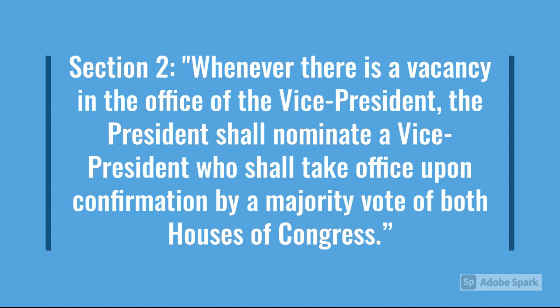The second section says, whenever there is a vacancy in the office of the vice president, the president shall nominate a vice president who shall take office upon confirmation by a majority vote of both houses of Congress. The first use of the 25th Amendment occurred in 1973, when President Richard Nixon nominated Congressman Gerald R. Ford of Michigan to fill the vacancy left by Vice President Spiro Agnew's resignation.